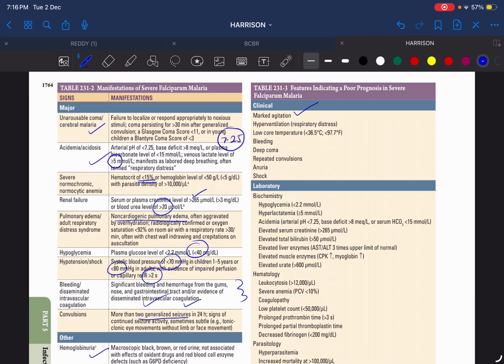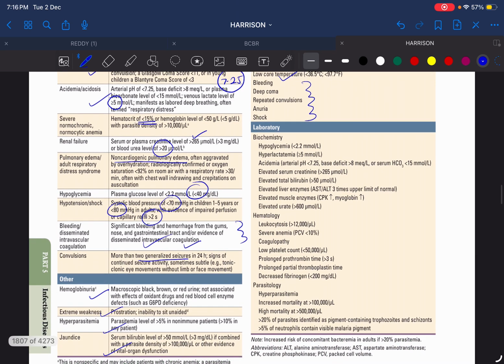Number 1, marked agitation. Number 2, hyperventilation. Why? Because it causes respiratory distress, which further aggravates non-cardiogenic pulmonary edema. Low core temperature less than 36.5 degrees Celsius, bleeding, deep coma, repeated convulsion, anuria, and shock are again poor prognostic features. What are the poor laboratory features?